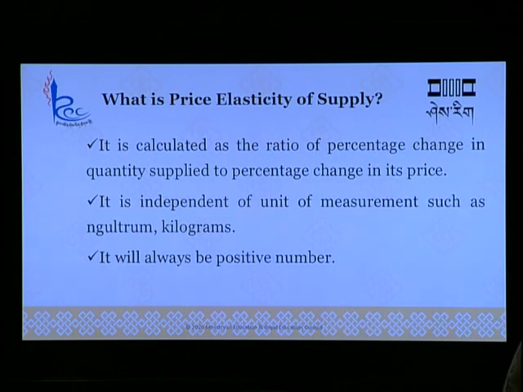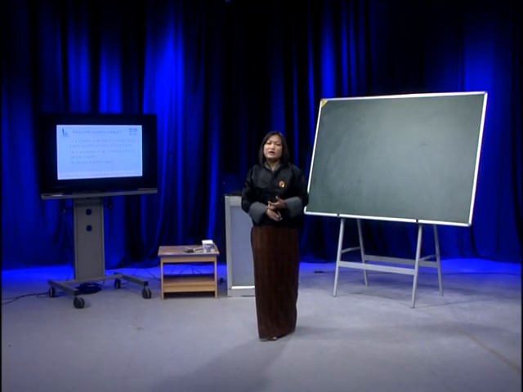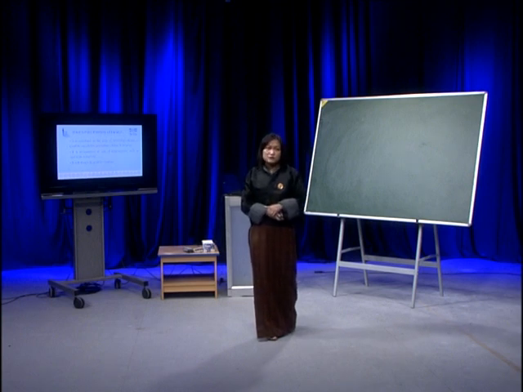Normally, elasticity of supply is expressed in terms of ratio or percentage. So therefore, in order to calculate elasticity of supply, we use the ratio of the percentage change in the quantity supplied to the percentage change in price. I'll not be going into detail about this formula because we have a different lesson on this, where we will be looking at the two methods of calculation of elasticity of supply.